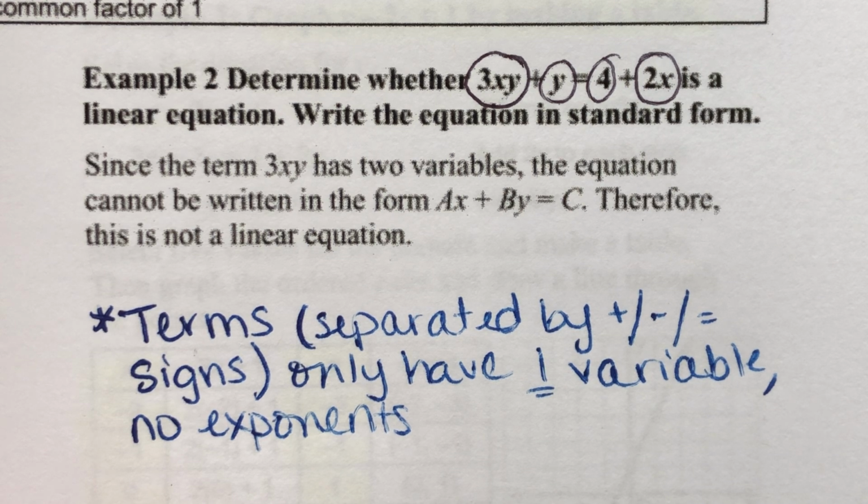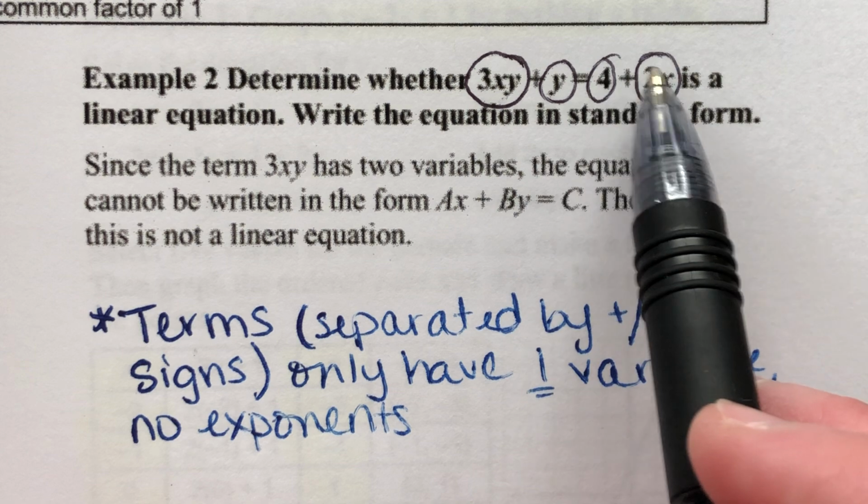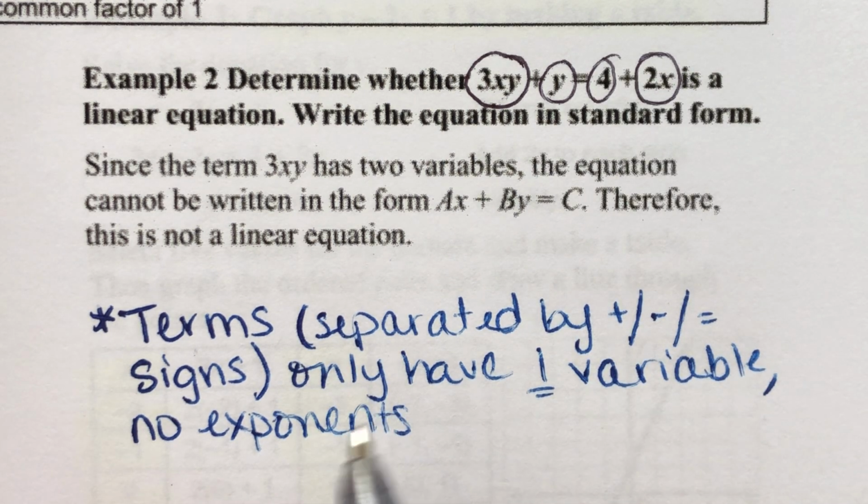That's a big no-no. And the other thing is you can't have an exponent. Exponents can only be 1, and when they're 1, you don't even write them. So if you see x squared, that equation is not linear. So that's your shortcut. Terms, which are separated by plus, minus, and equal signs, can only have one variable at tops. They don't have to have any, but they can't have more than one, and there can't be any exponents.